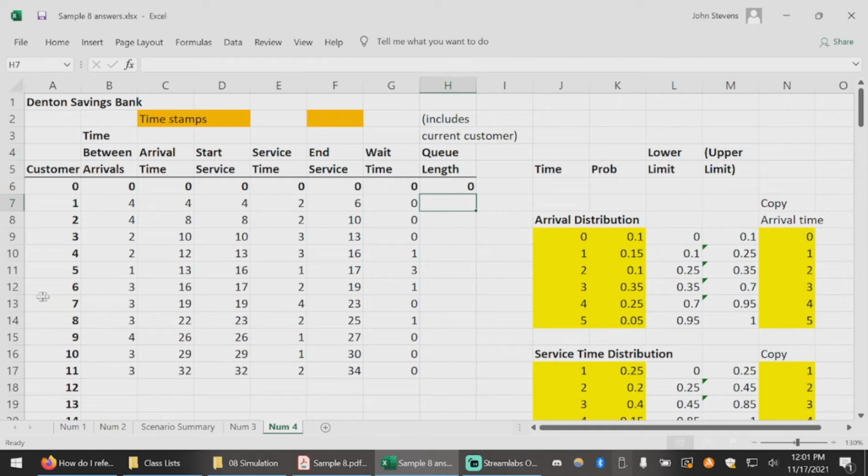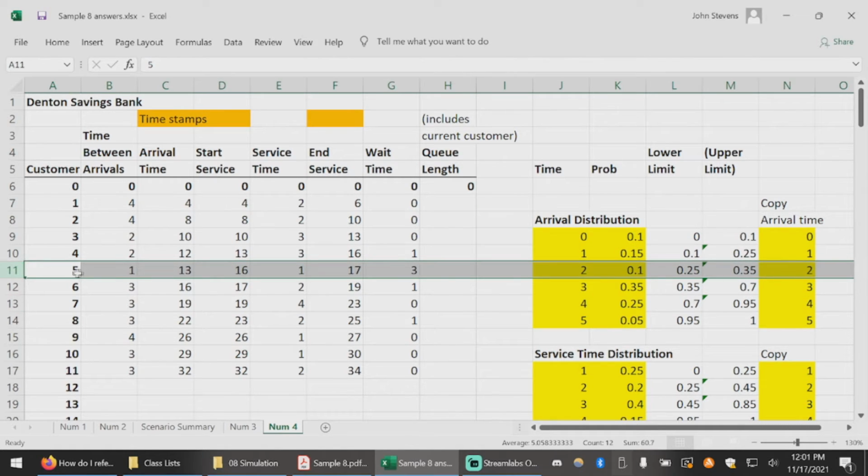So if I look further down, let's say here at customer 5, as customer 5 comes in, they arrive at minute 13, but they can only start their service at minute 16. They, among others perhaps, form part of the queue, part of the line that are waiting. So the current customer. What we're trying to figure out and keep track of is, when customer 5 arrives, including them, how many people are waiting?